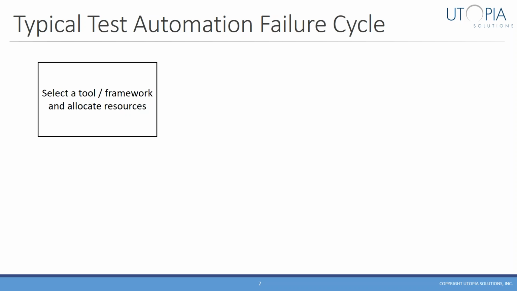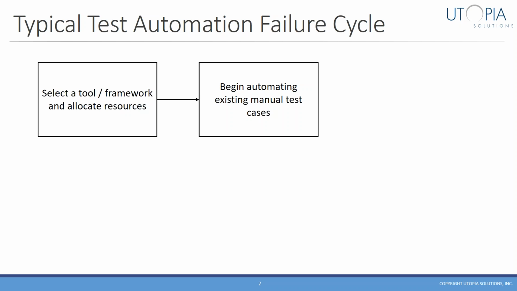The upfront analysis typically is focused on tool selection or other technical aspects, like what type of framework we're going to build, and ignores the foundational components that are required for success. And we'll talk about those in a bit. They then jump right into creating a framework or automating existing test cases, often verbatim from existing manual tests. In other words, we start applying a solution before we understand the context of the problem.